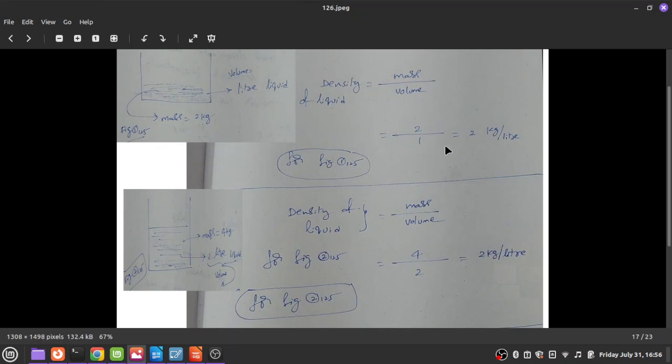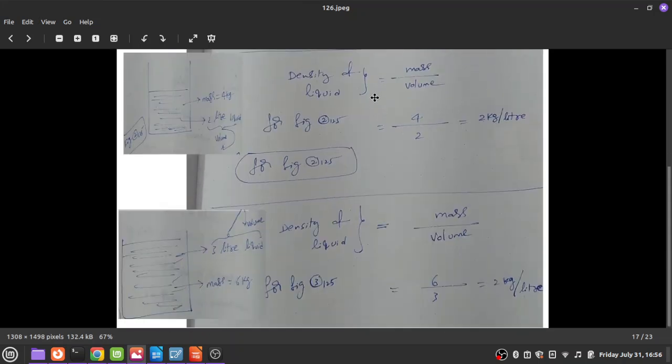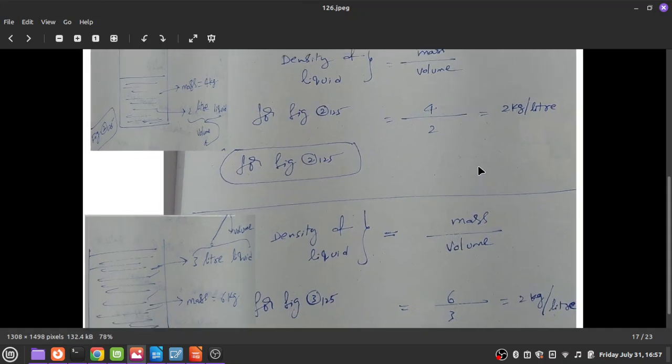See that in the first case volume is 1 but mass is 2. 2 by 1 is 2 kg per liter. But in the second case, when the volume is increased from 1 to 2, mass is increased from 2 kgs to 4 kgs. Thereby 4 by 2 is again 2 kg per liter. And in the third case, when the volume is increased from 2 liters to 3 liters, the mass is increased from 4 kgs to 6 kgs. Thereby 6 by 3 is again 2 kg per liter. Therefore the density value is going to be the same, irrespective of the amount of liquid we have taken.